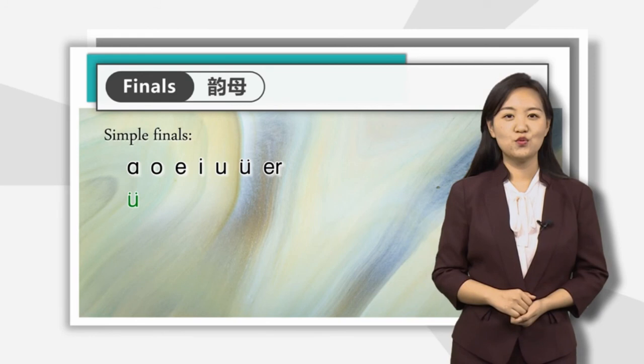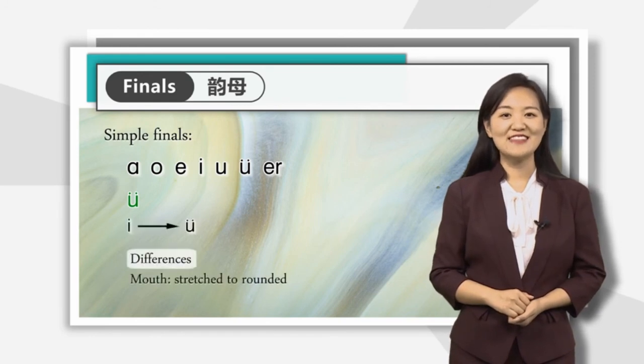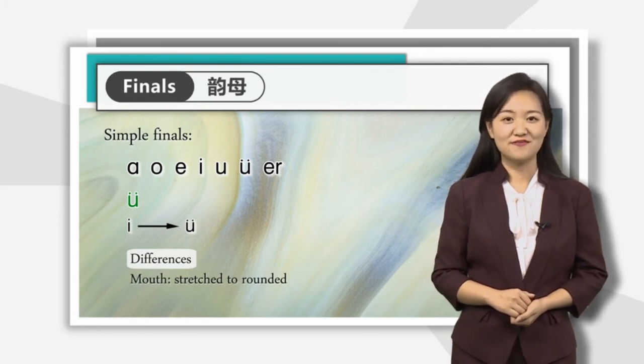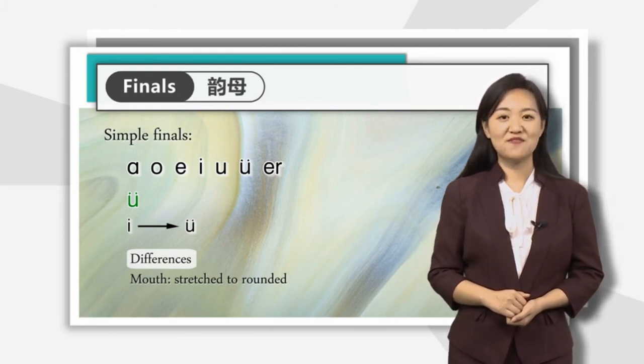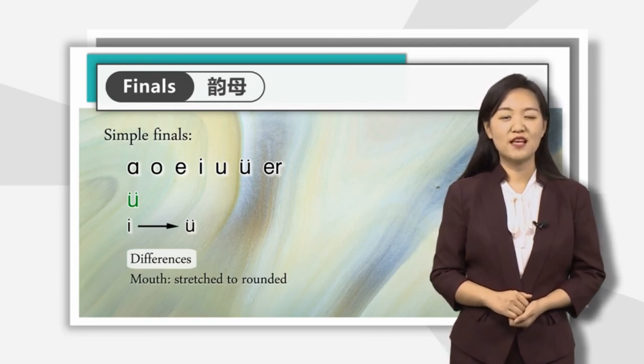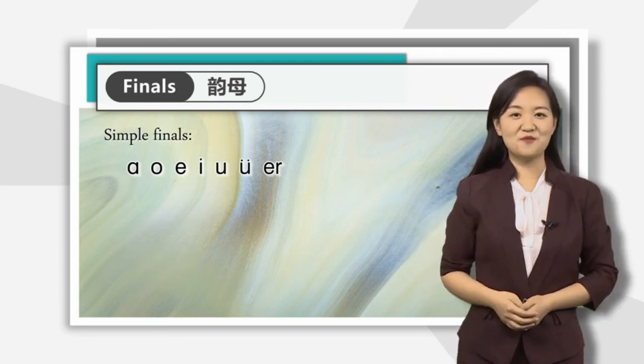When pronouncing ü, you can pronounce i first, and then let the tongue stay. Just change your lips shape to a very small circle. Look at me. i. Now try with me. i. ü. ü. The mouth shape is a little bit like when you're doing whistling. ü. Well done. The next one is er.